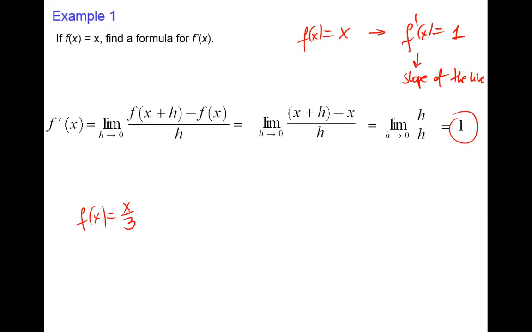Let me try one more. Can you tell me this? What's the slope of this line? x over 3. It's 1/3, I know. I wanted to trick you with this because, of course, I could write 1/3 x, but I wanted you to recover that 1/3. Okay, that means for a linear function, it's simply that coefficient, because the coefficient represents the slope.